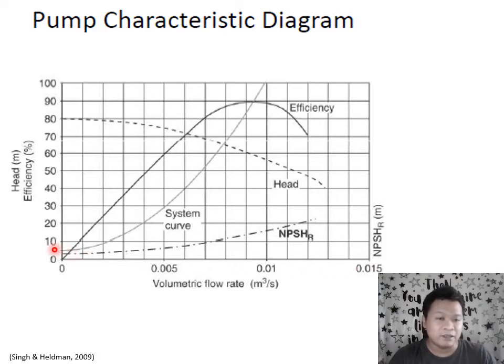Okay, and on the y-axis, you have either the head in meters, depending on which curve you're looking at, or the efficiency in percent. No? As we've noted before, the efficiency is the ratio of the power consumed versus the power that's actually meant to do useful work. Okay, and we have the terms here which we'll discuss one by one.